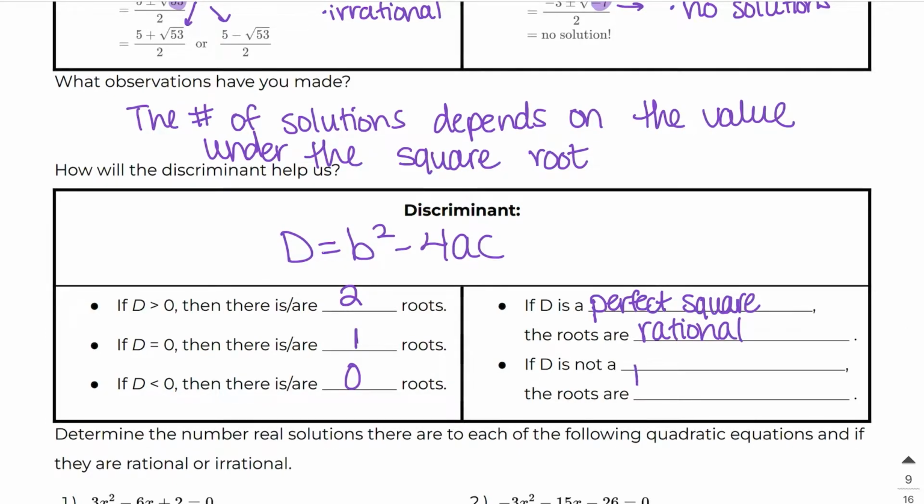If d is not a perfect square, then the roots are irrational. But this is only true if d is greater than 0 or equal to 0. If d is less than 0, it doesn't even apply to this because you can't even take the square root to begin with to determine if it's rational or irrational.